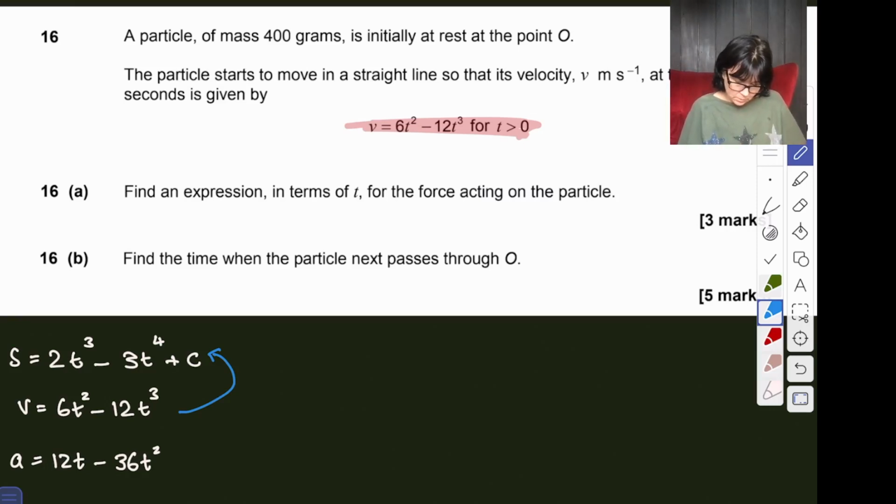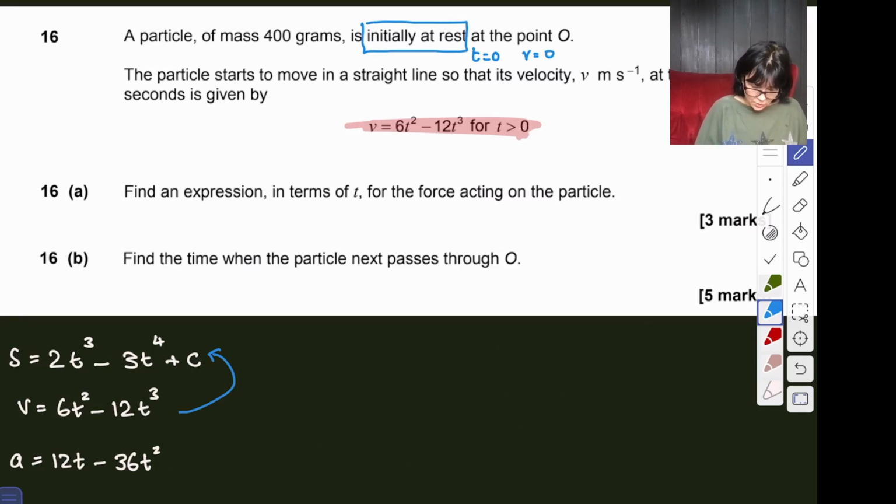Okay, let's see. Initially at rest. No, that's not our piece of information because we already know that. Initially at rest means when t is 0, v is 0, but I can already see that by subbing in t is 0. Might have to actually do this to see what happens. So find the time when the particle passes through the origin.